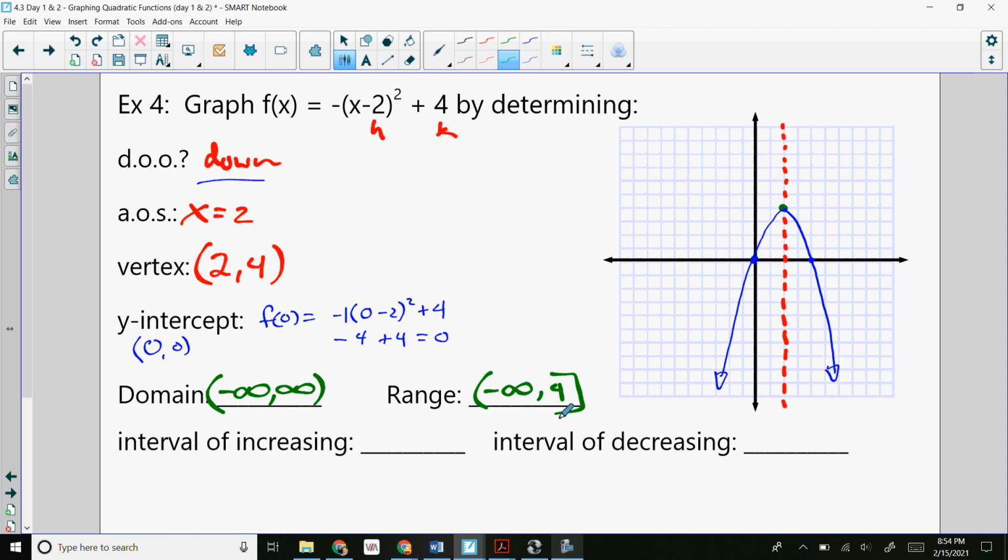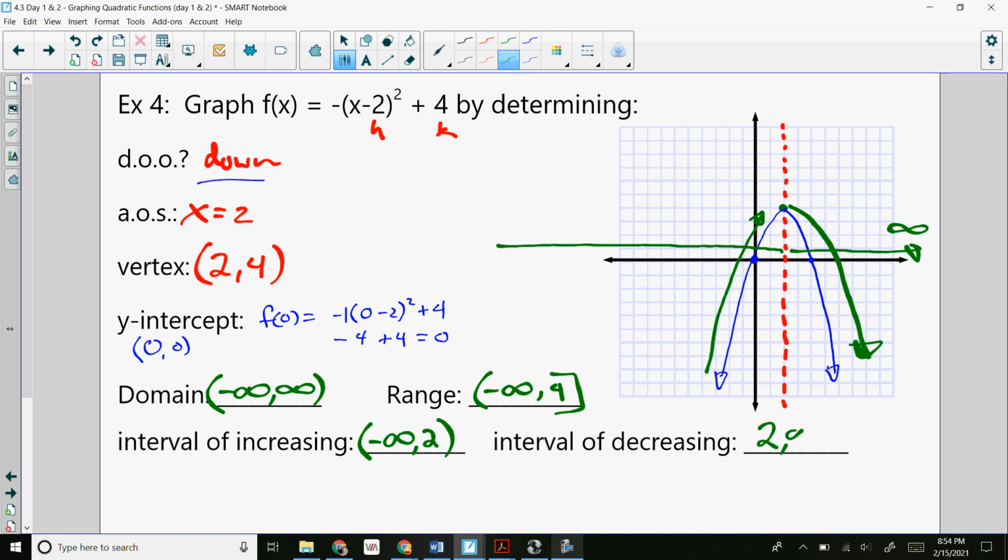All right, and then this time, from left to right, this is increasing all along here. It's going up from left to right. And so that's going to be from negative infinity, and then it stops increasing at 2. So from negative infinity to 2, both of those get parentheses. And then it's decreasing that way. And again, that's the x values of 2 all the way to positive infinity. So this is 2 to positive infinity, both with parentheses.